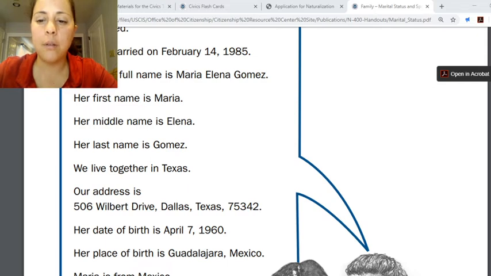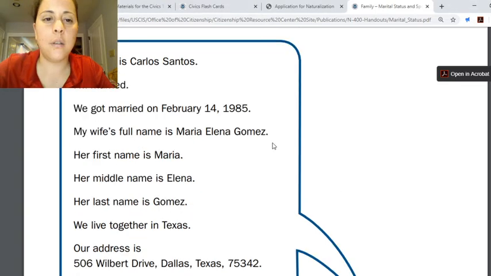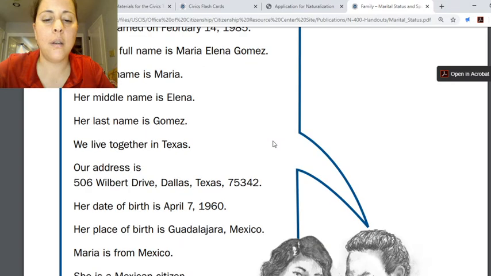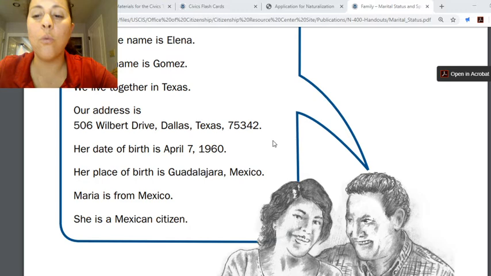Her date of birth is April 7, 1960. Okay? Her place of birth is Guadalajara, Mexico. Guadalajara, Mexico. Okay? Her place of birth is Guadalajara, Mexico.